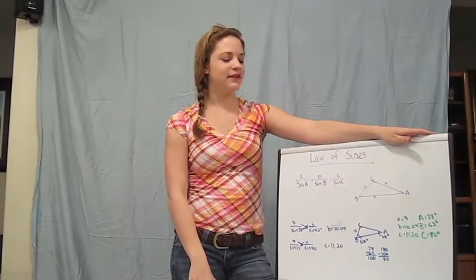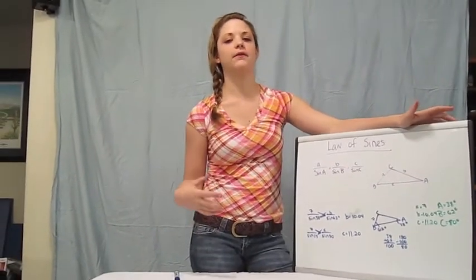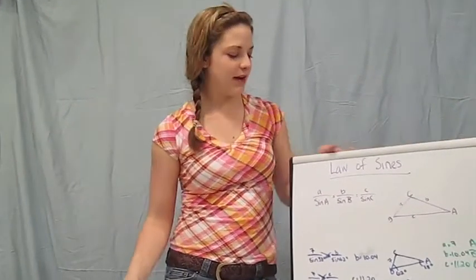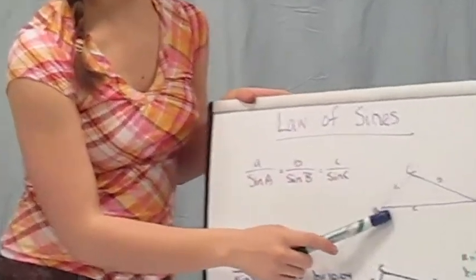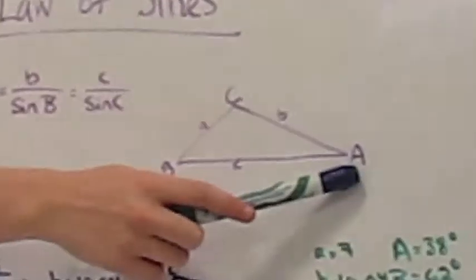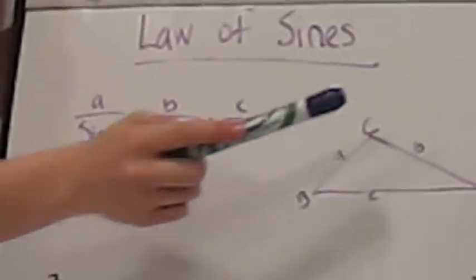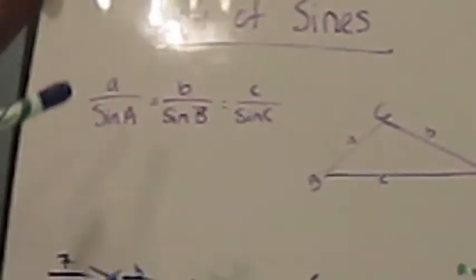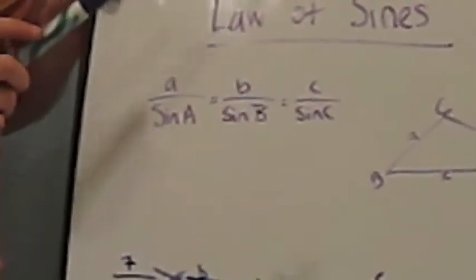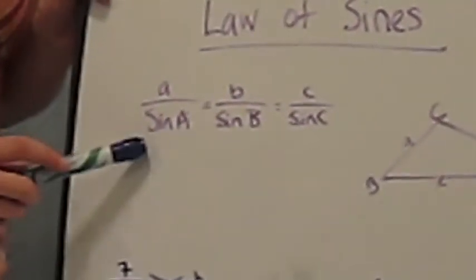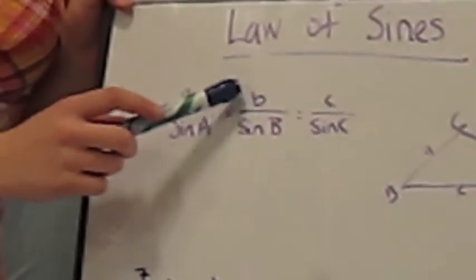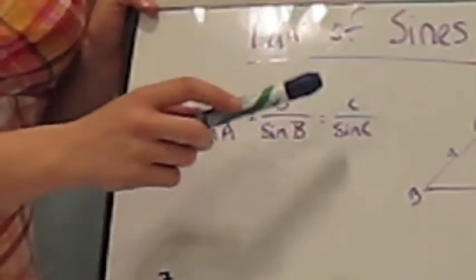For me, law of sines is one of the most helpful parts of trig. So basically, you take a triangle like this, and your angle A, the side A is always opposite of it. So you know, angle C, side C is always opposite, and same with B. So it goes like this: a over sine of A is equal to b over sine of B is equal to c over sine of C.